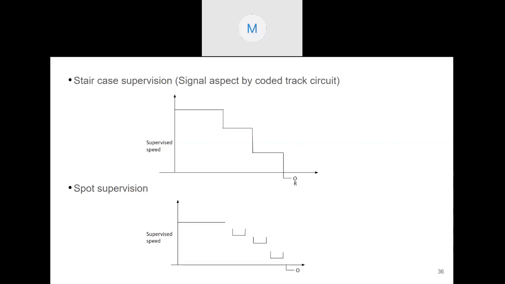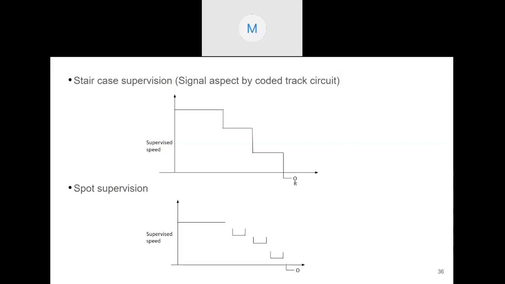Attention and caution will be the next step, and green will be the top step. So this is an example. Depending on what the signal displays, the speed code is sent to the cab through the track circuit. Now this is continuous steps, and there is a spot supervision.